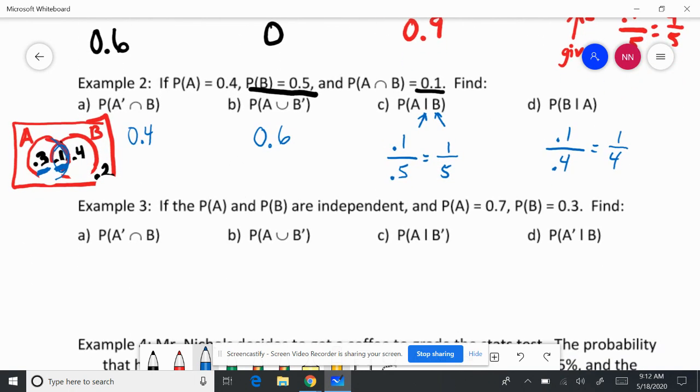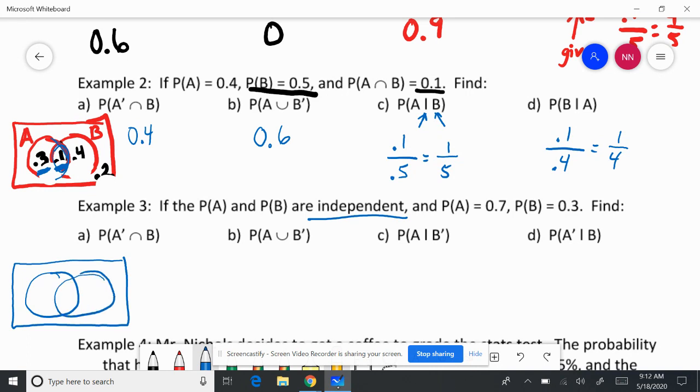Now, looking at example 3, this time it tells us it's independent. Independent is going to look similar to a dependent event. We have A, we have B. The problem is they don't tell us the middle. And the reason they don't tell us the middle is because with independent events, the middle is the product of the two. So 0.7 times 0.3 is 0.21. That right there is our middle.